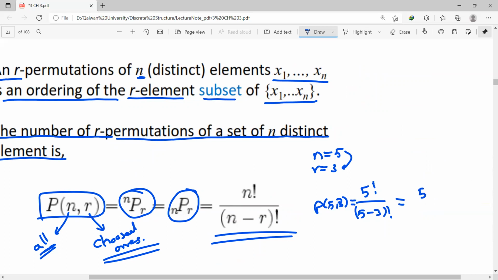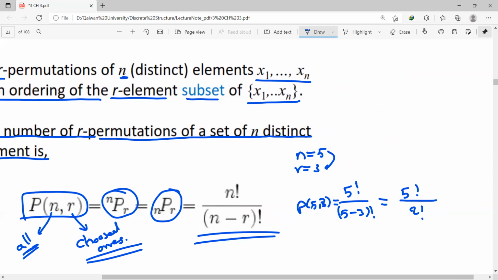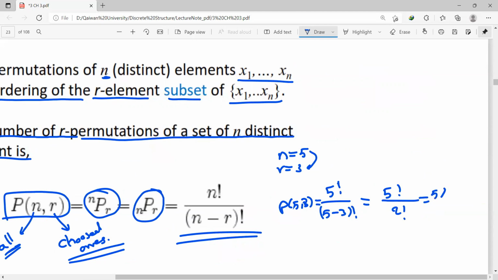It equals 5 factorial divided by 2 factorial. And it equals 5 times 4 times 3 times 2 times 1, and the denominator is 2 times 1. 2 times 1 and 2 times 1 cancel out, so it's left 5 times 4 times 3, which is 60. That means we have 60. So the permutations of 3 from 5 is 60.